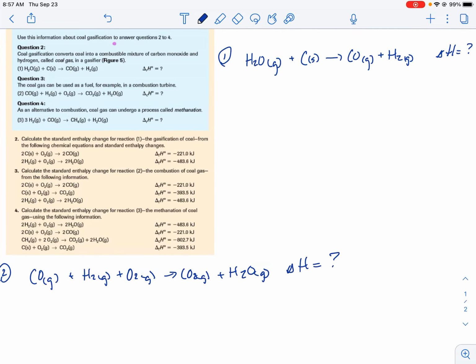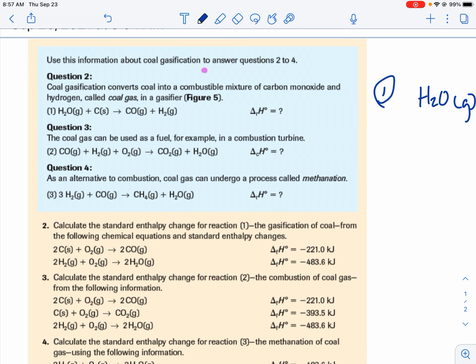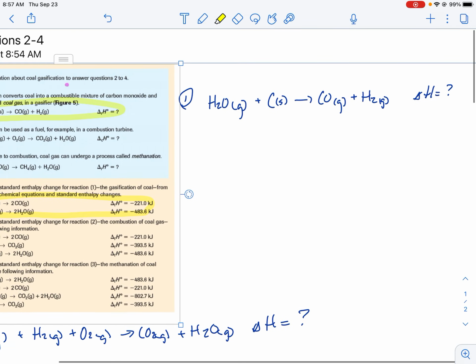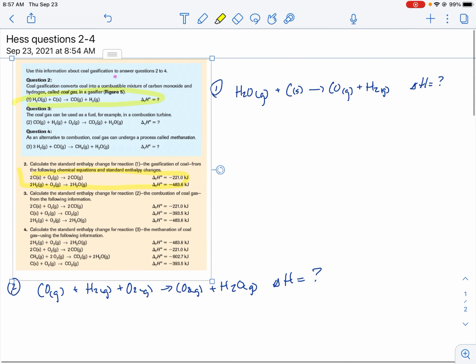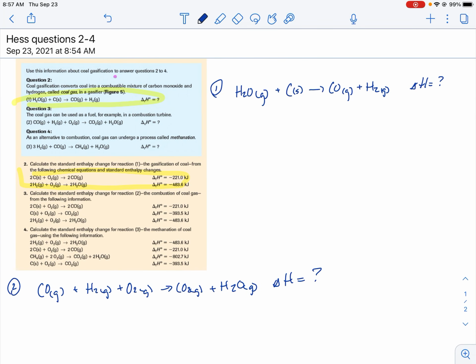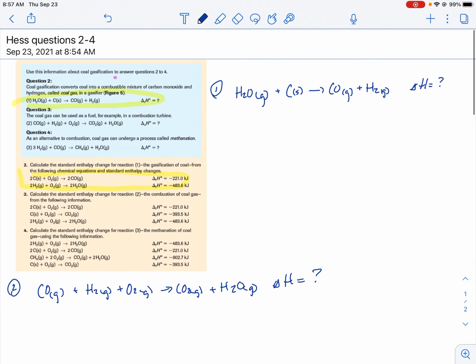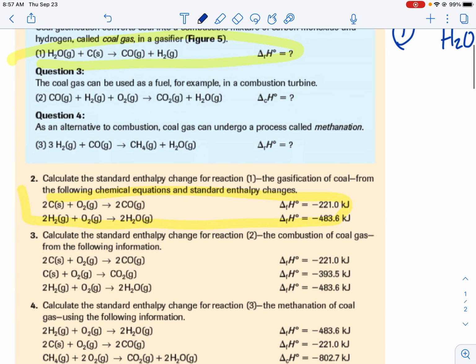Yeah, so here I'm going to take a look at a few of these questions that are from the Hess Law. And so on this question, for question two, we need to solve for this using these equations. So I've written out that equation I'm trying to sort out here. And I'm going to use these two equations to figure it out.